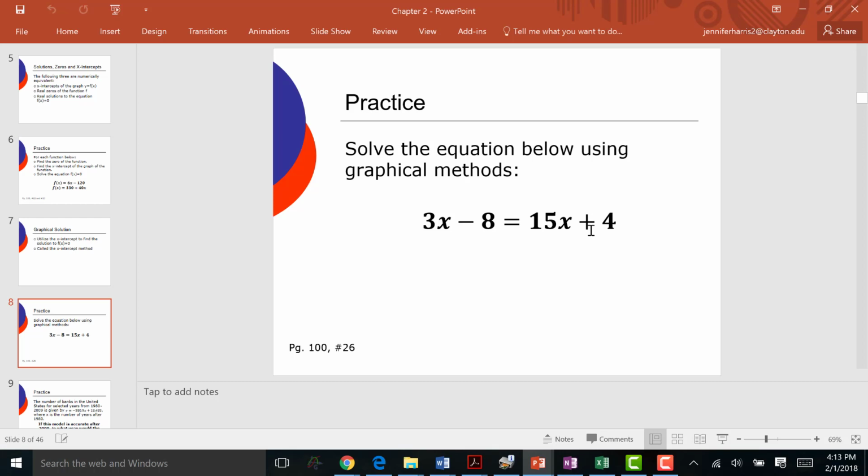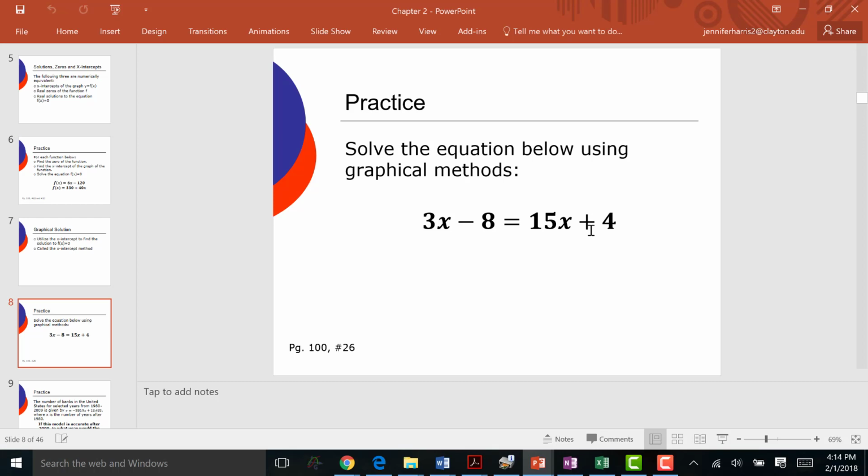Go to Desmos and type that equation just like you see it. You've got 3x minus 8 equals 15x plus 4. Let me know when you're done. 3x minus 8 equals 15x plus 4.